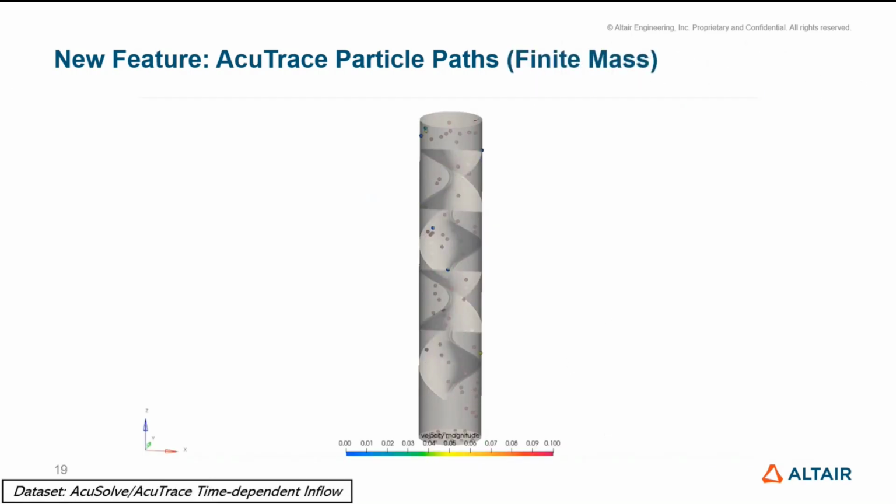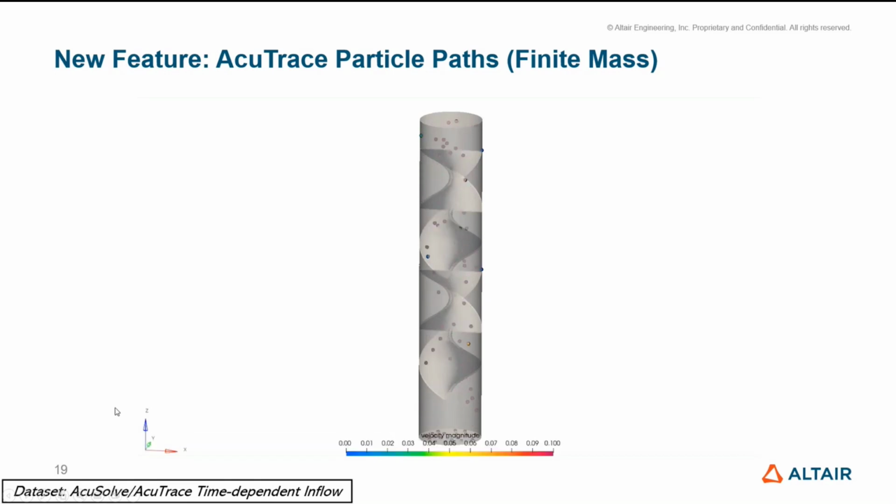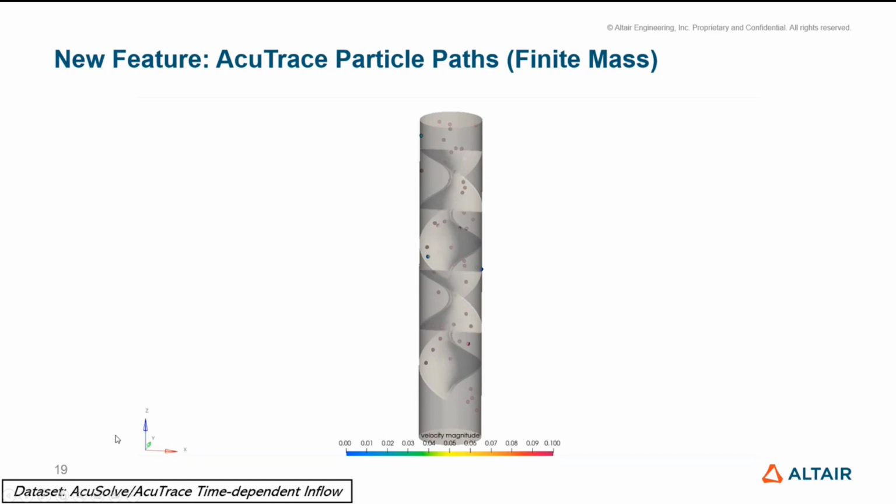So one more example here of finite mass particle tracing. In this case, we have a time-dependent inflow and also an inlet-dependent weight on the particles. One side of particles that are injected are slightly heavier than the other. And then, of course, we have this time-varying inflow. So we see that the particles get suspended within the tube here and then are pushed outward again once the flow speed ramps up.